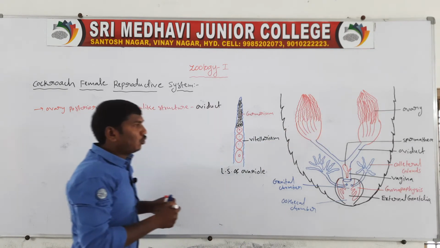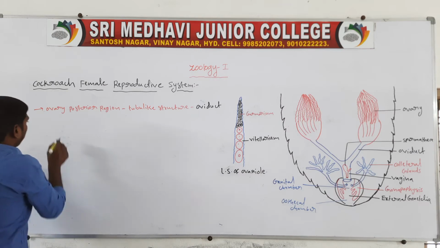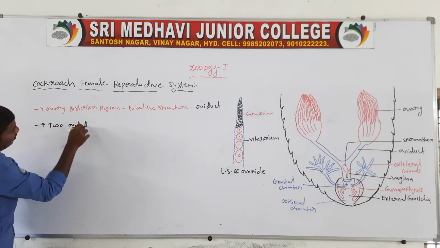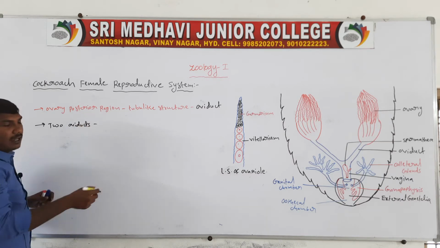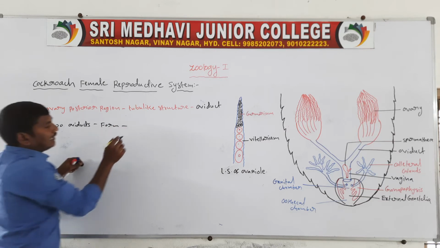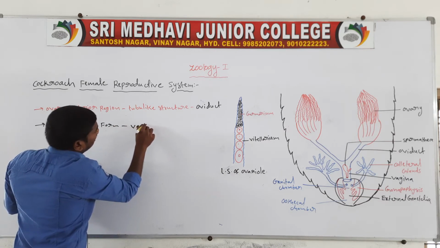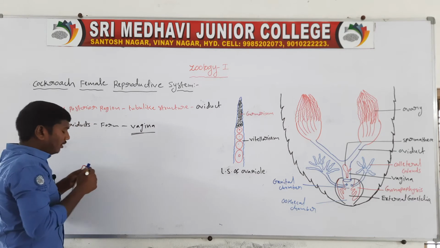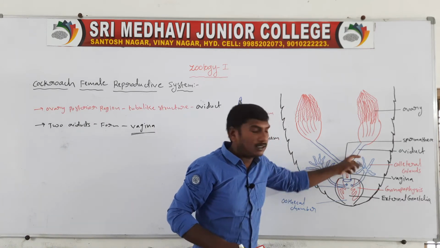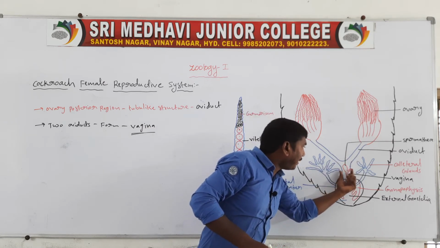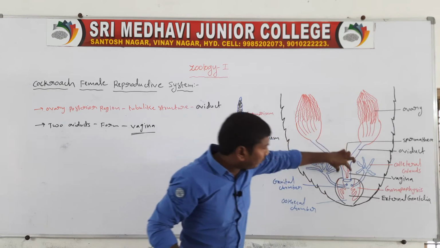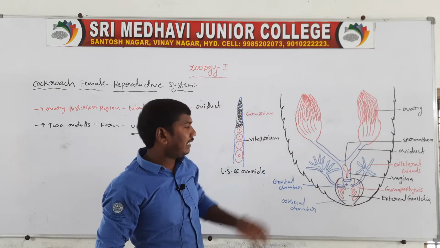The two oviducts combine to form the vagina. This is one oviduct, and that is the other oviduct. These two oviducts connect to form the vagina. So this is the vagina.